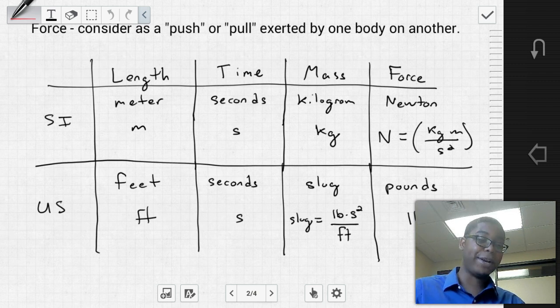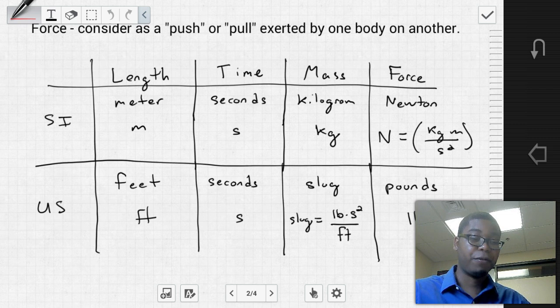In terms of US customary units, length is described as feet, which is FT. Time in seconds, which is S. Mass as slugs, where slugs are equal to pounds times seconds squared divided by feet. And then force is equal to pounds, which is pound force.